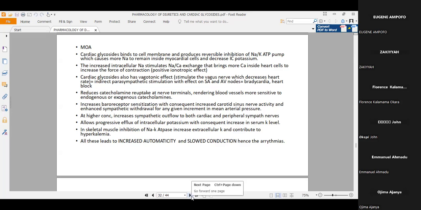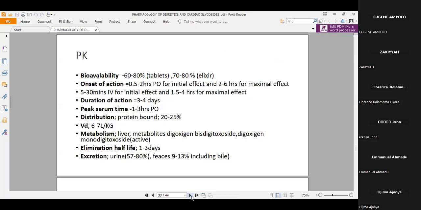So all this will lead to an increase in automaticity and slowed conduction. Hence its antiarrhythmic or pro-arrhythmic effects, depending on the dose.